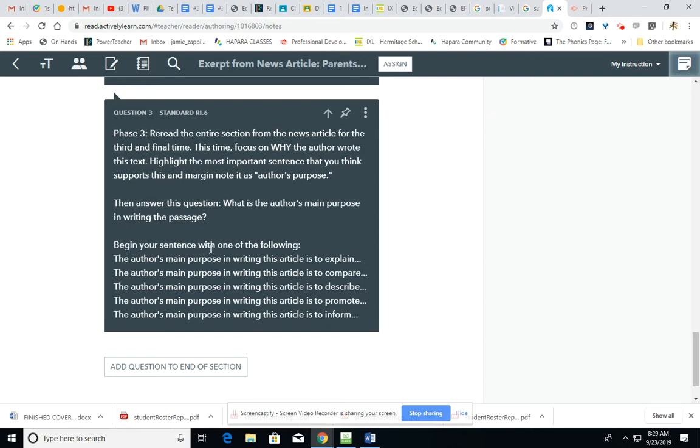I want you to begin your response for this question in one of the following ways. The author's main purpose in writing this article is to explain. The author's main purpose in writing this article is to compare. The author's main purpose in writing this article is to describe something. Or the author's main purpose in writing this article is to promote something. Or the author's main purpose in writing this article is to inform the reader about something.